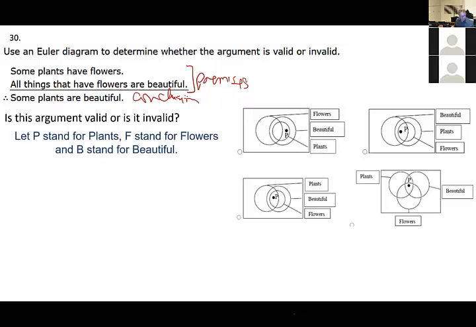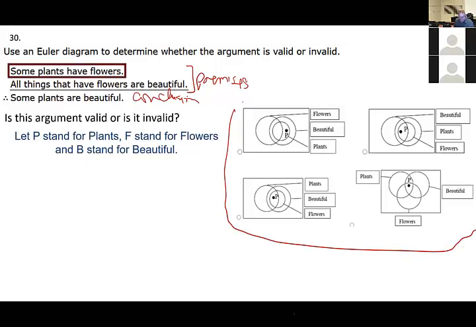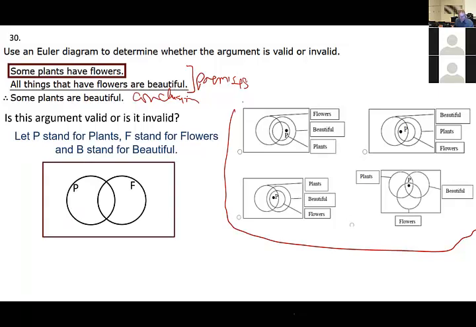So you start with the premises. I'm going to use P for plants, F for flowers, and B for beautiful. You can just write the words out like they did if you want to. Perfectly okay. But I just like to use letters. It takes up less room. So the first premise says some plants have flowers. So that's like this. It doesn't say all plants have flowers.